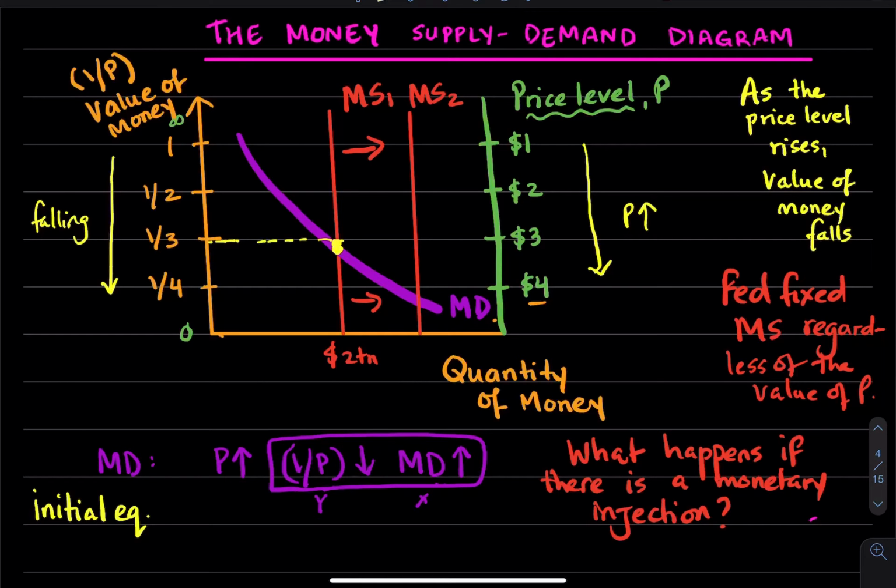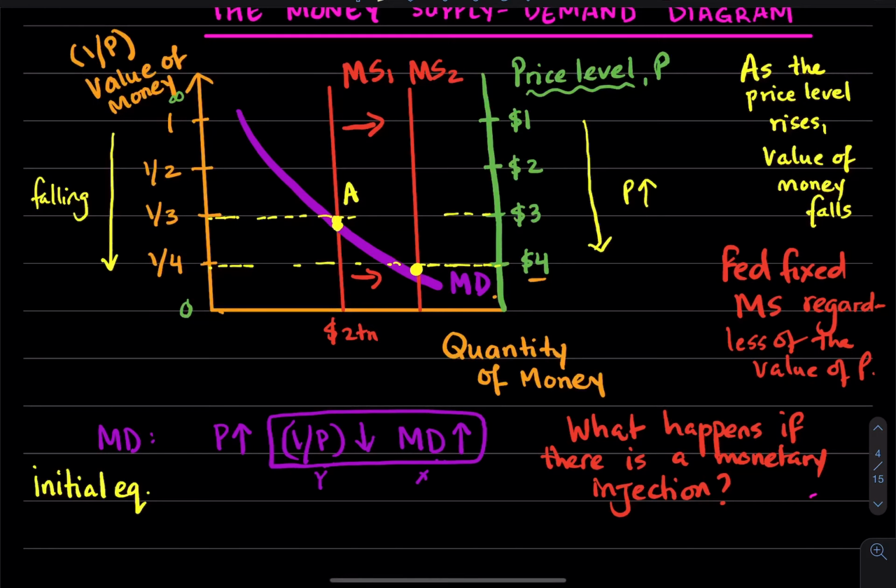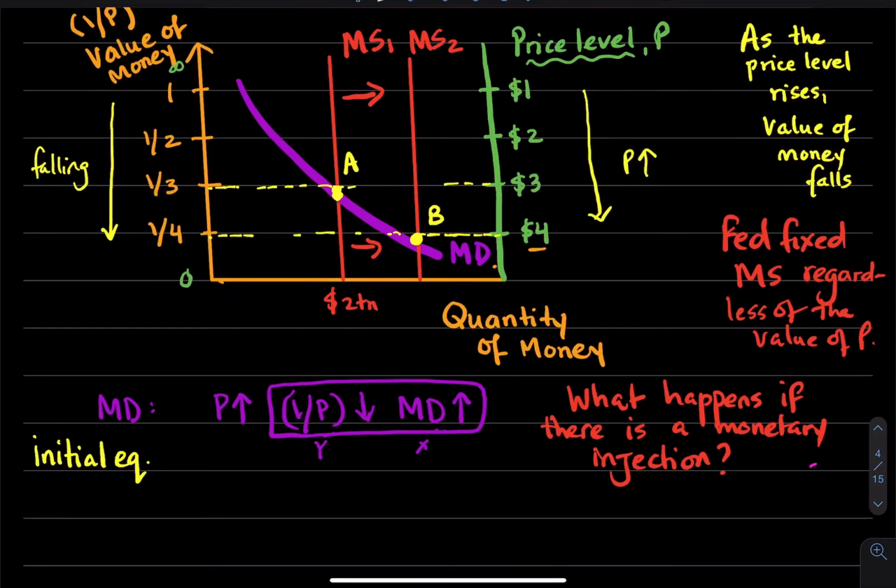But when money supply increased, this is associated with a price level of 4 and not 3. And the value of money has fallen at this point. So at an initial equilibrium, we were at point A, and now we're at point B.